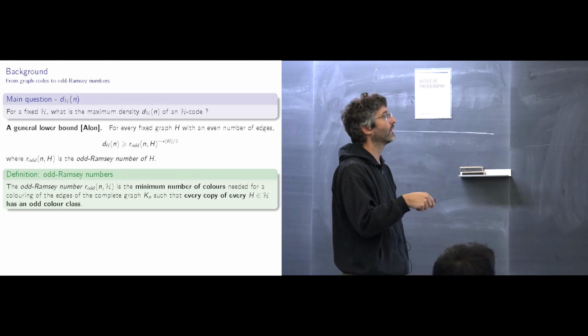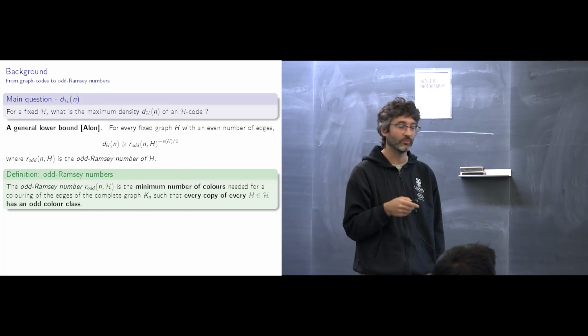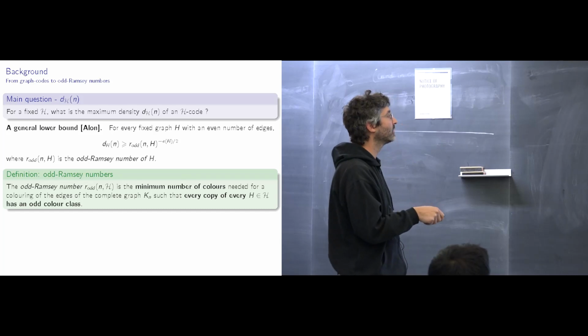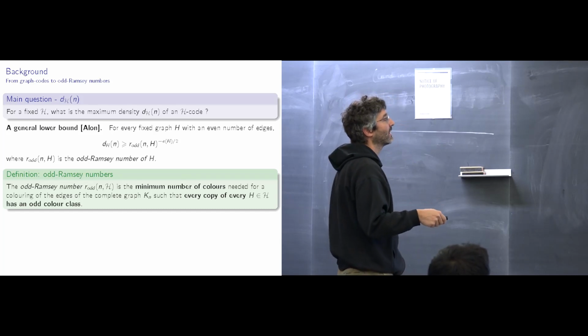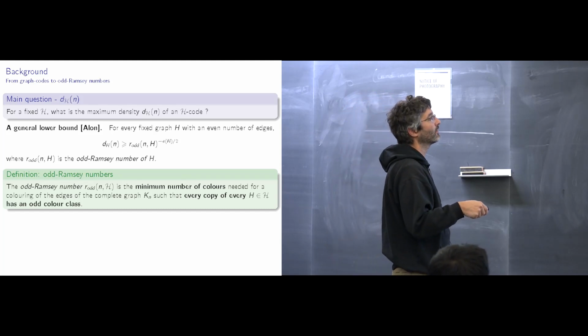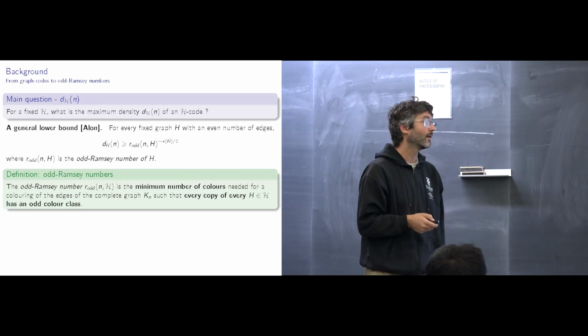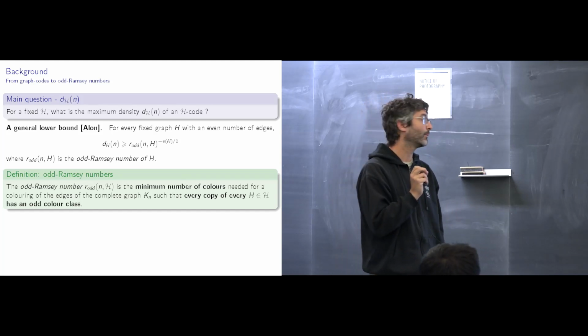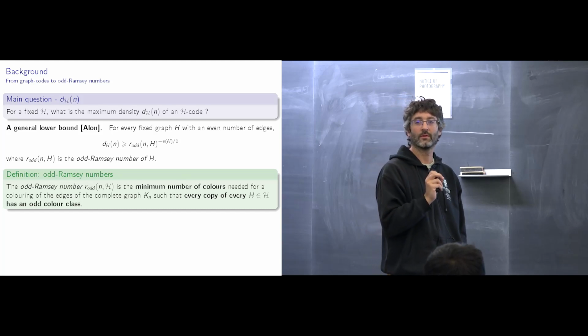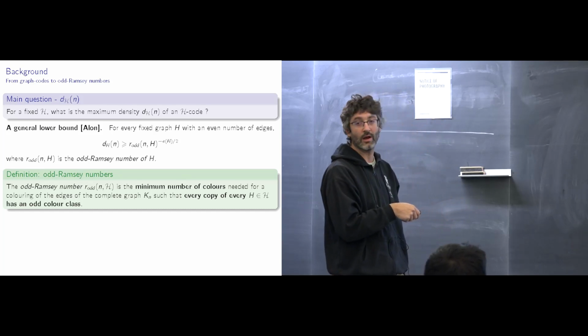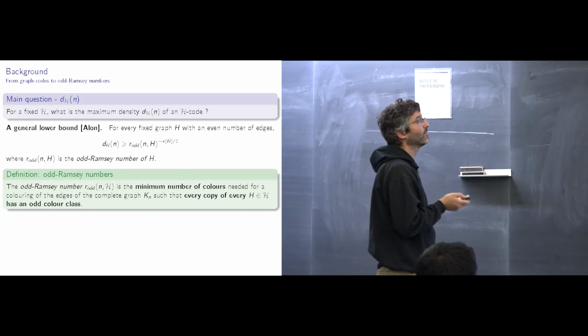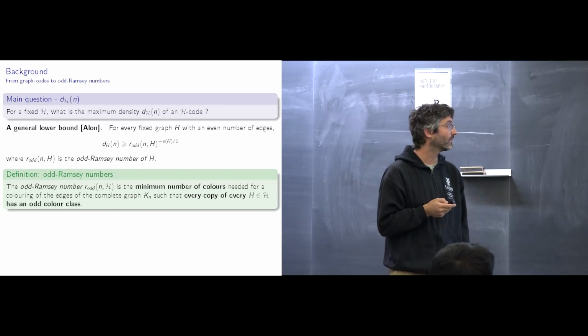So remember the graph Kn, with n vertices and all edges possible. You can color the edges of the complete graph Kn such that every copy of every H in that family contains a color that appears only an odd number of times. So what we call an odd color class. I'm going to give you an example just to be sure that you understand the concept.